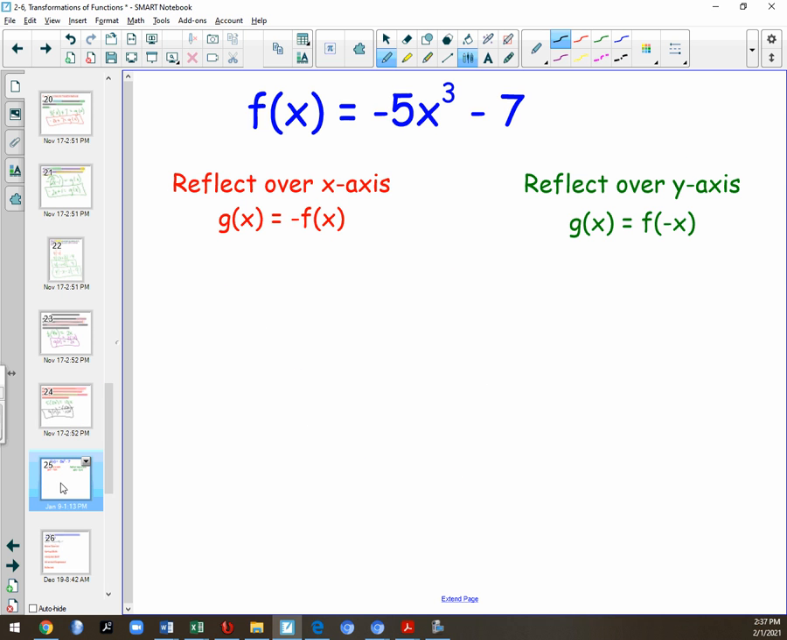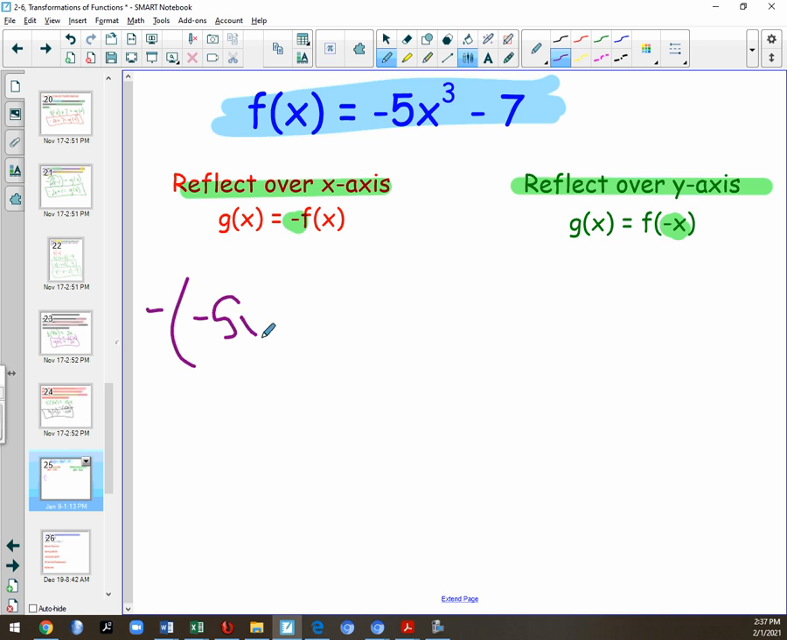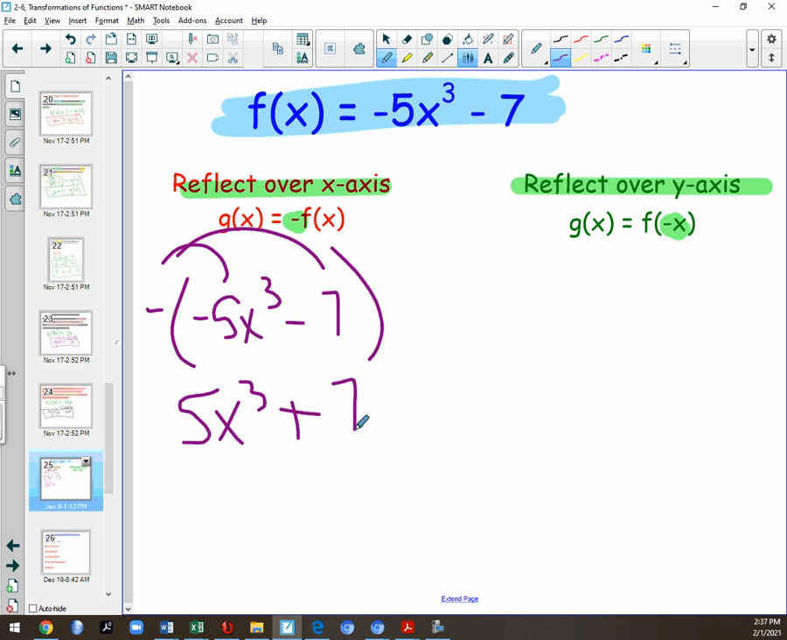Okay. Now, reflections. Reflections mean you have to figure out if you're reflected over the x-axis or the y-axis and what to do. What your brain needs to understand is, if you're reflected over the x-axis, the negative's on the outside. Over the y-axis, the negative's on the inside. So I'm giving you the original function right up here, which is negative 5x cubed minus 7, and I want you to reflect it over the x-axis and the y-axis. Over the x-axis, I'm going to have a negative times negative 5x cubed minus 7, and I simply distribute: 5x cubed plus 7. That's reflected over the x-axis.